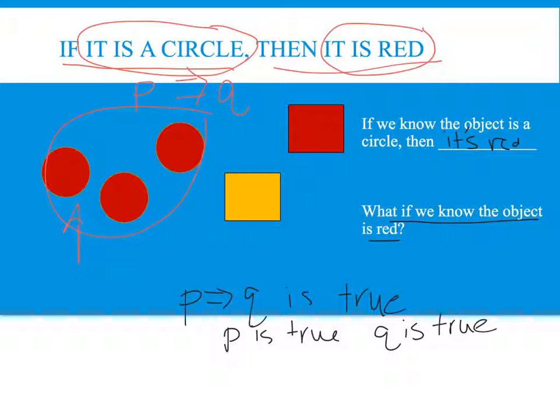But we can't go backwards. We can't say if it is red, then it's a circle, because that's not true in our pictures. This is red and it's not a circle. We only know that if it is a circle, it's red, and if we're given a circle, then it's got to be red. But we can't say the backward is true. That's how the law of detachment can be confusing.